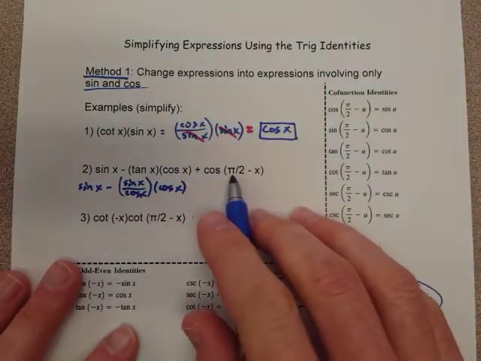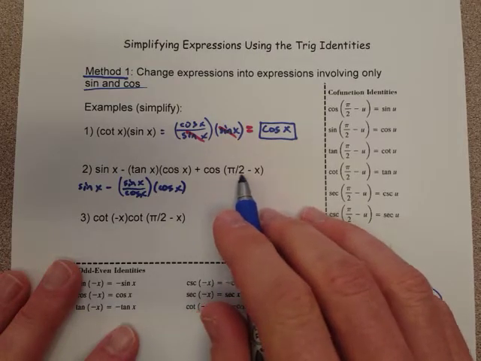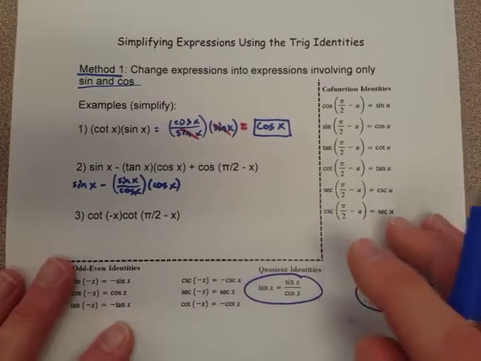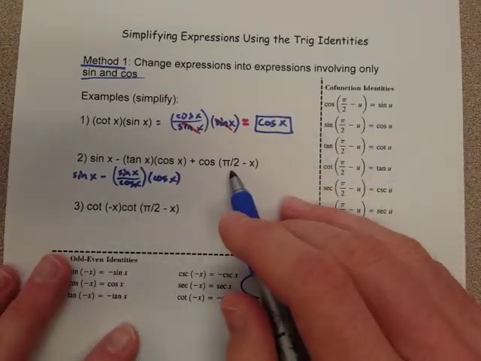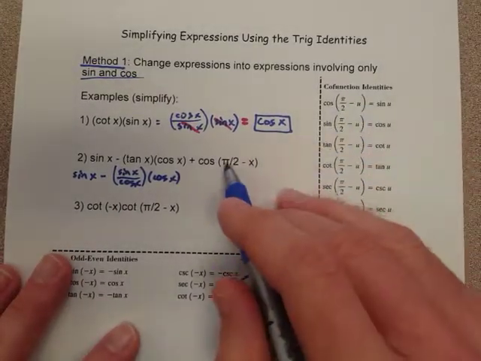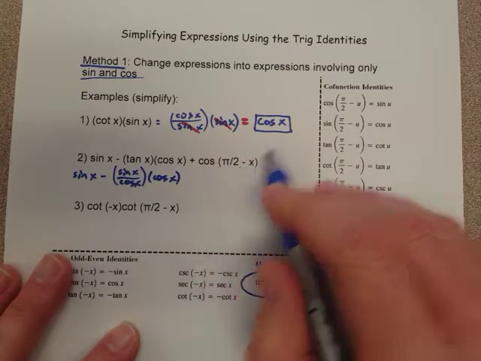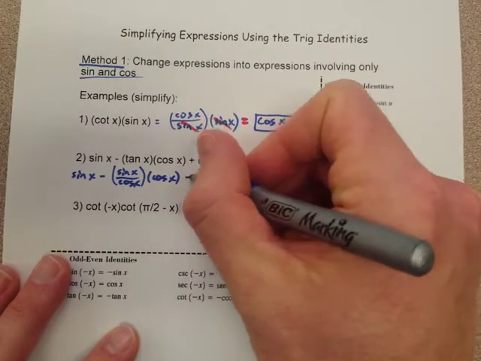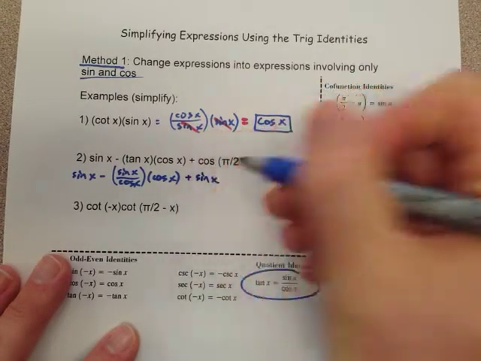But then over here we've got a cosine, but it's kind of nasty. We've got pi over 2 minus x, and we don't want that necessarily. We want to use one of the cofunction identities to change that. In this case we've got cosine of pi over 2 minus x, which is the same thing as sine of x, and so we'll replace this with sine of x.